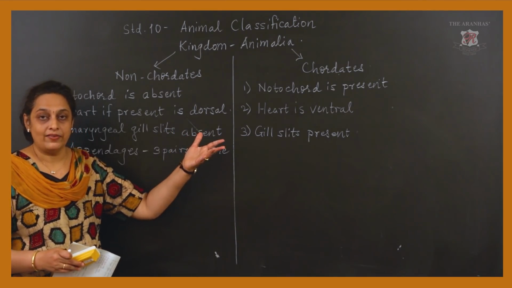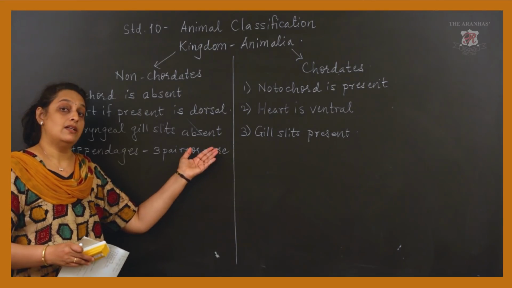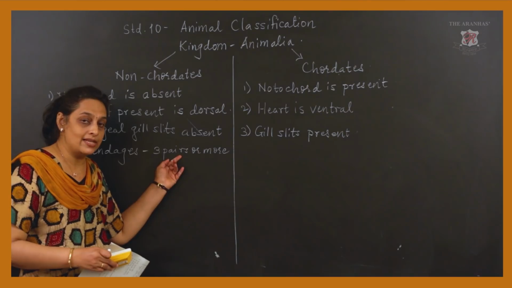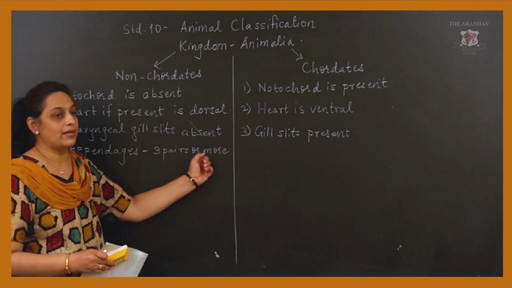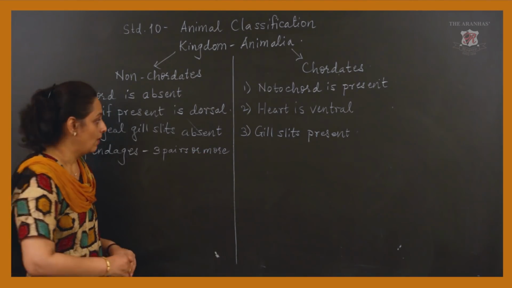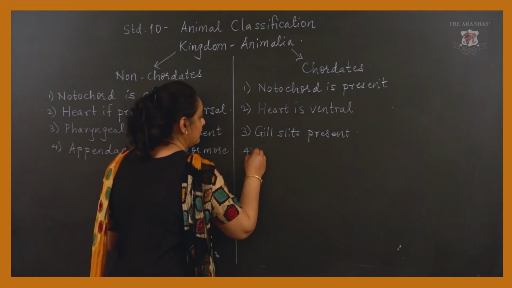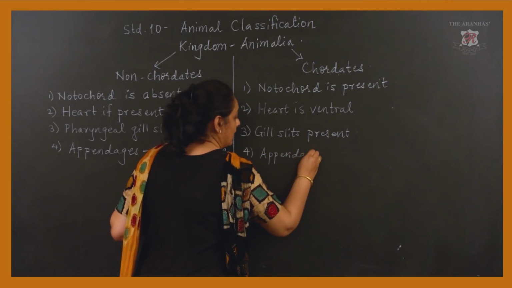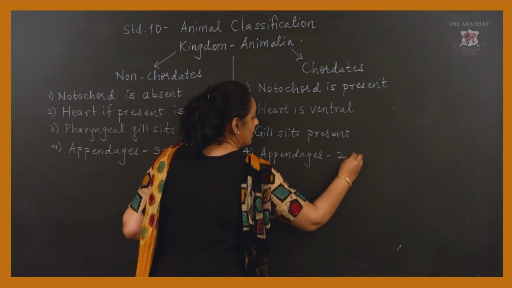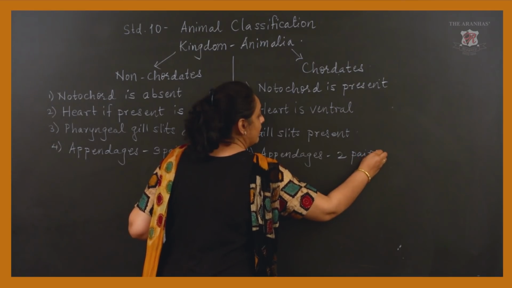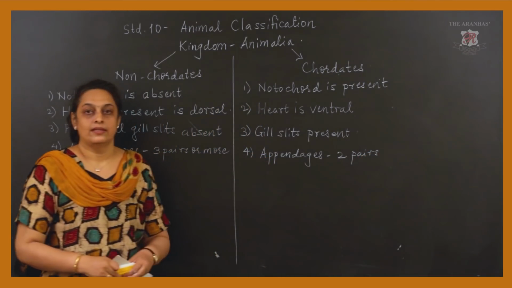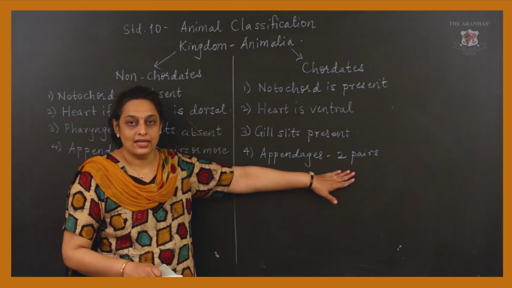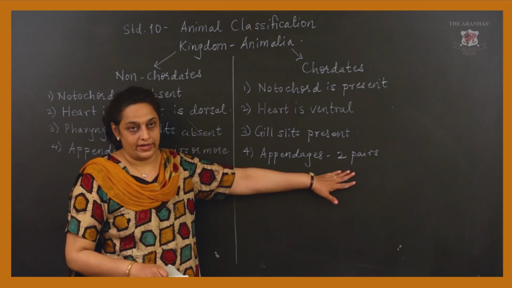And there are some larvae etc. which have a large number of appendages. So that's why I have written 3 pairs of legs or appendages or sometimes even more. On the other hand, for chordates, appendages are 2 pairs. That is, a maximum of 4 hands or legs are present in chordates.